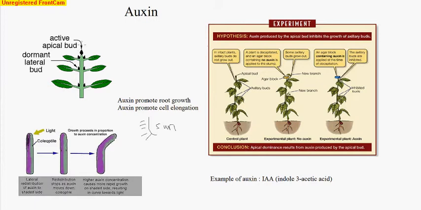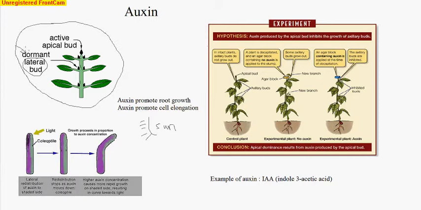So here in this diagram, if you look carefully, we will see there is this apical bud, which is the upper part, and there is a dormant lateral bud. Normally when there is an apical bud, this apical bud releases auxin, and this auxin comes down here and stops the growth of this lateral bud. So this lateral bud automatically becomes dormant.